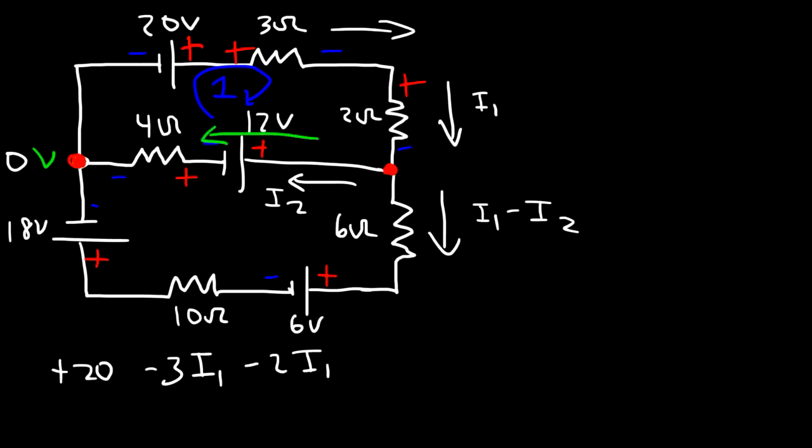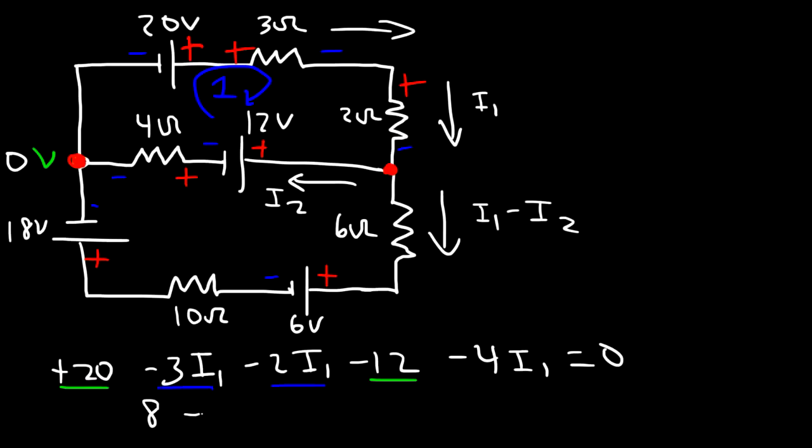And then we're going in this direction through the 12-volt battery, but towards the negative terminal. So we're going from positive to negative, so that's going to be a voltage drop of 12. And then we're going to travel through the 4 ohm resistor from positive to negative. And so the current in that branch is I2 as opposed to I1. And that's a voltage drop, so that's going to be minus 4 I1. And so we've covered all the elements in loop 1. So now let's combine like terms. We have 20 minus 12, which is 8. And then we have negative 3I1 minus 2I1, and that's negative 5I1.